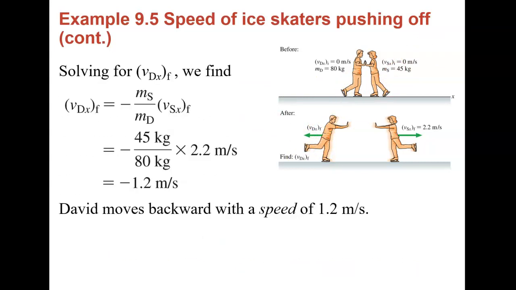So, solving for v_D final, we get that mass of David times David's final velocity is going to be mass of Sandra times Sandra's final velocity. So we divide both sides by the mass of David, and we get a negative velocity of 1.2 meters per second. So David is moving backwards with a speed of 1.2 meters per second because our momentums are consistent.